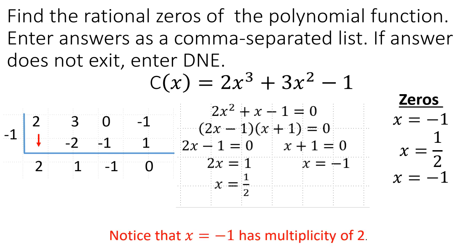Okay. And then notice here that the x equals -1 is the same. And so we say it has multiplicity of 2. It repeats an even number of times. So when we graph it, it's going to touch and turn.